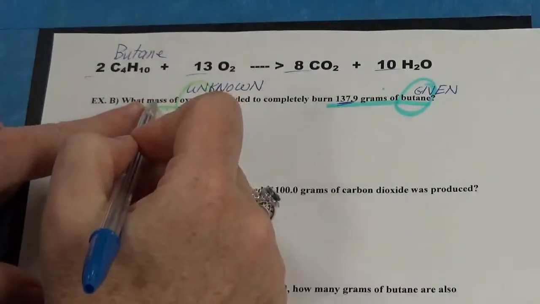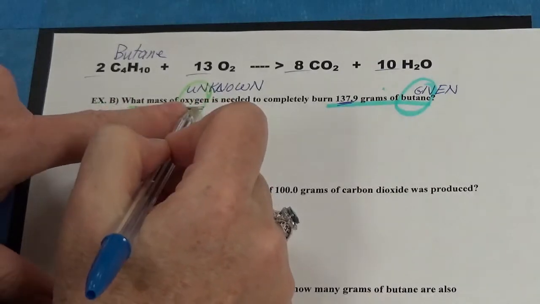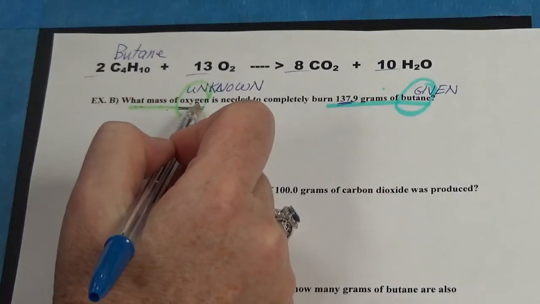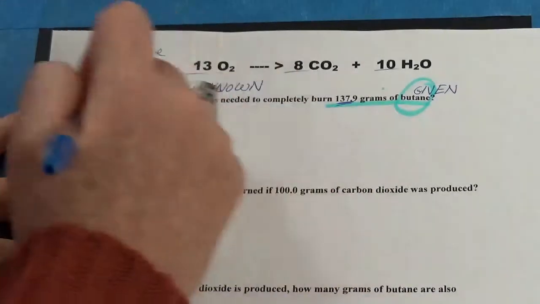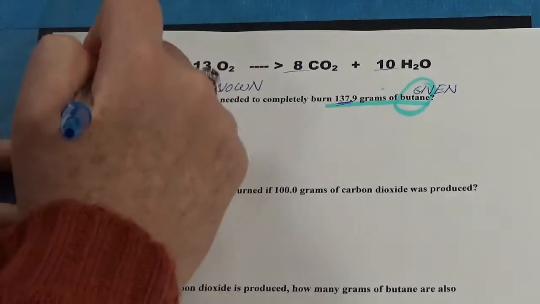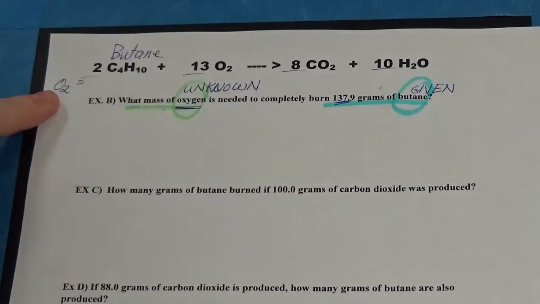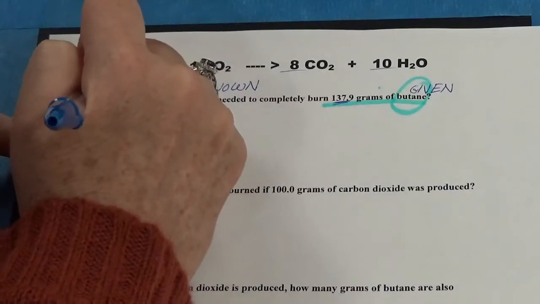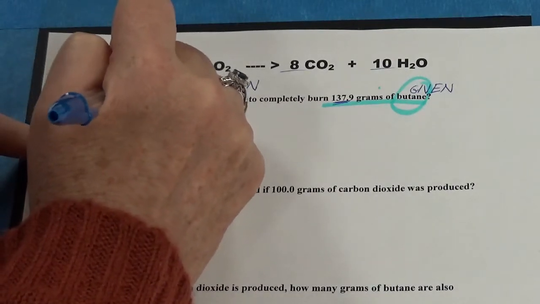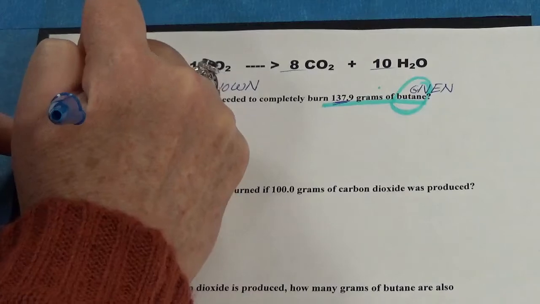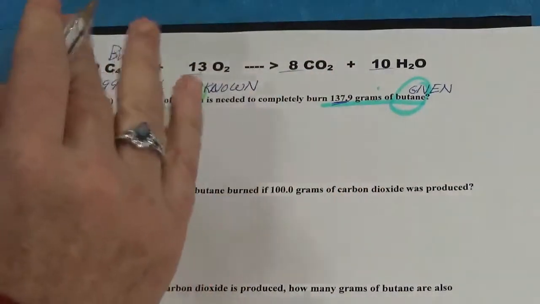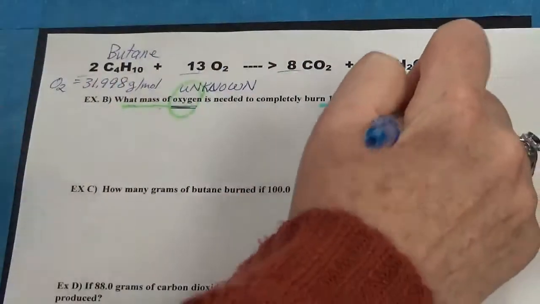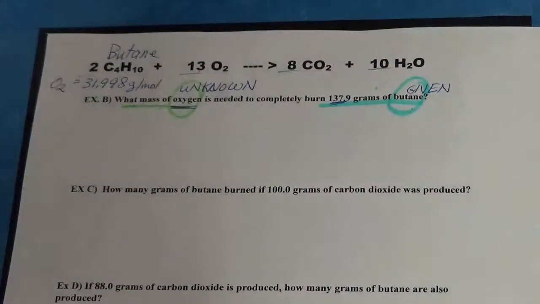Now, I want to know what mass of oxygen. That's going to mean grams, so we have to know the molar mass of oxygen. But we did that on the previous page. We knew that oxygen, O2, was the mass of oxygen from the periodic table times 2. We got 31.998 grams per mole. That is the molar mass for O2. And again, do not use coefficients to get the mass. That would be wrong.